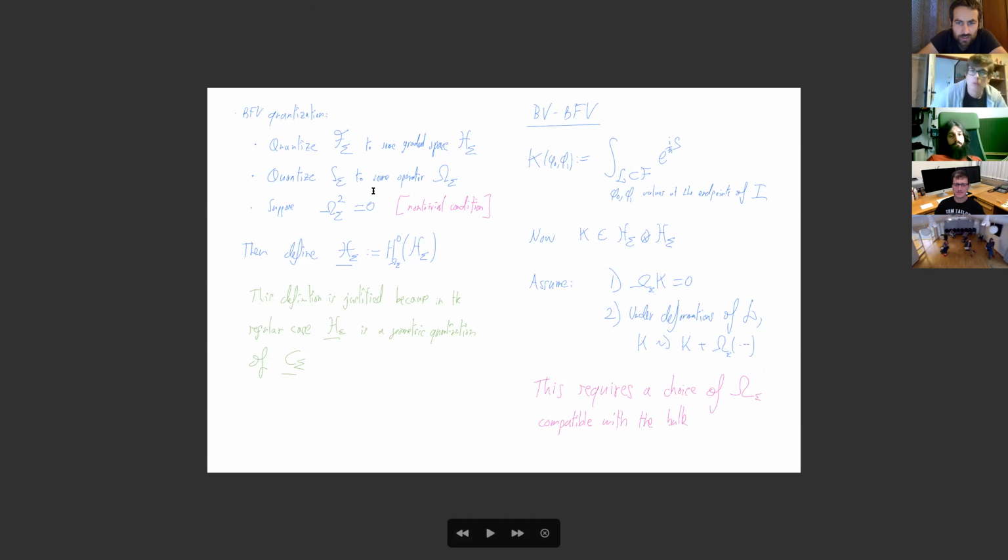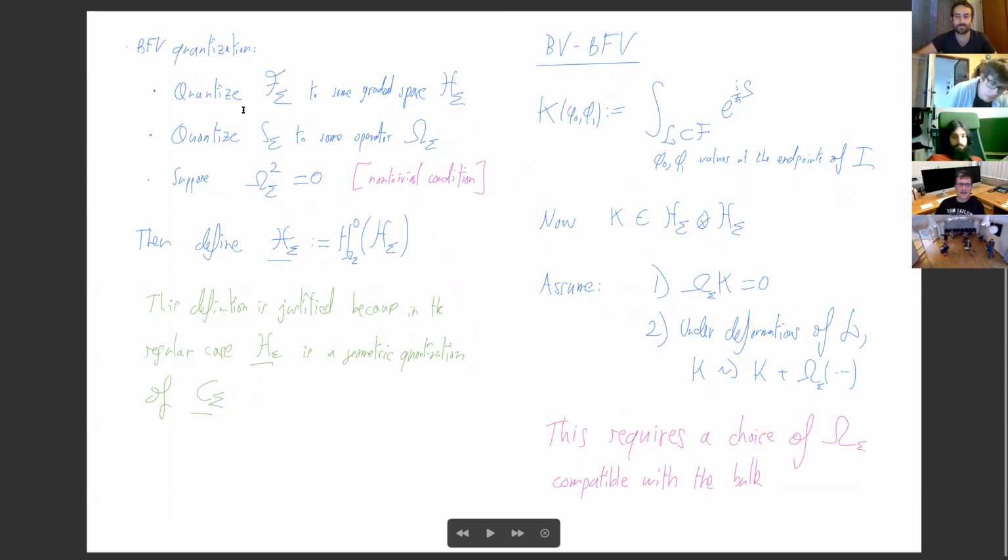That's better. Okay. So there are actually two other Lagrangian submanifolds that we have to choose. These are Lagrangian submanifolds of these graded even symplectic manifolds associated to the boundary. You have to choose a Lagrangian submanifold for the initial point of the interval and a Lagrangian submanifold for the final point of the interval.